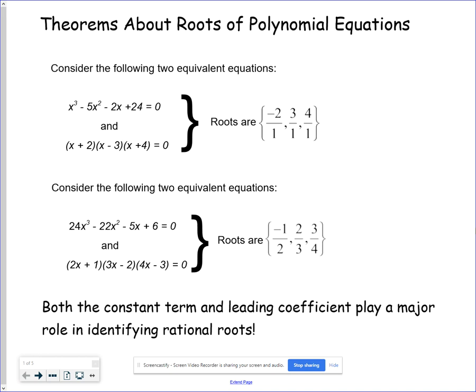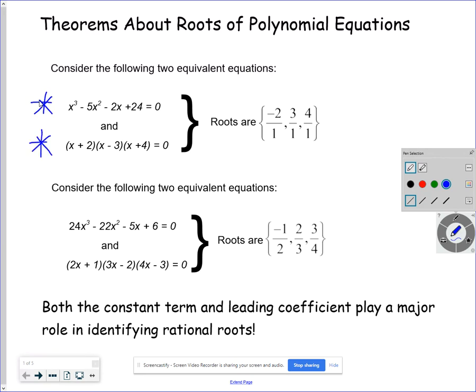So today I want to look at some theorems about roots and polynomial equations. So first thing I want to do is let's consider these two equations here. These two equations are equivalent equations. That means they're the same equation, just written in different forms.